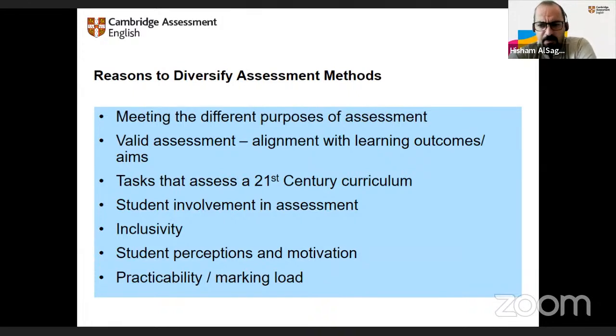Of course, this is not the purpose of this exercise, but there are lots of ways where we can ensure that the negative effect of summative assessment is minimized.